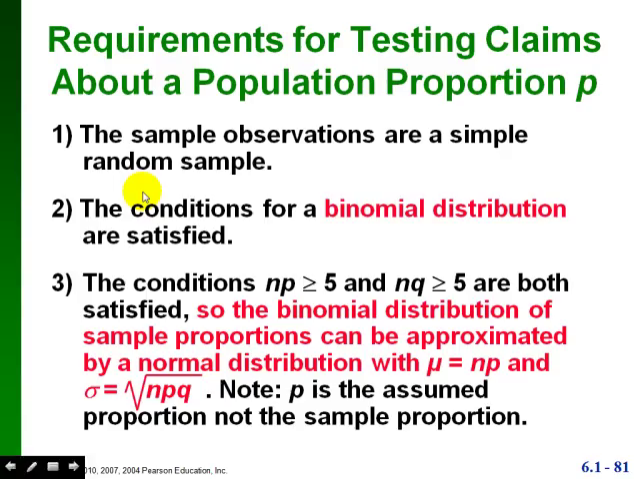And here are our requirements if we're going to test claims about a population proportion. We have to have a simple random sample. We have to have the conditions for a binomial distribution satisfied, so only 2 outcomes and so on. And np and nq have to both be greater than or equal to 5. This means we have to have at least 5 successes and 5 failures out of all of our trials.